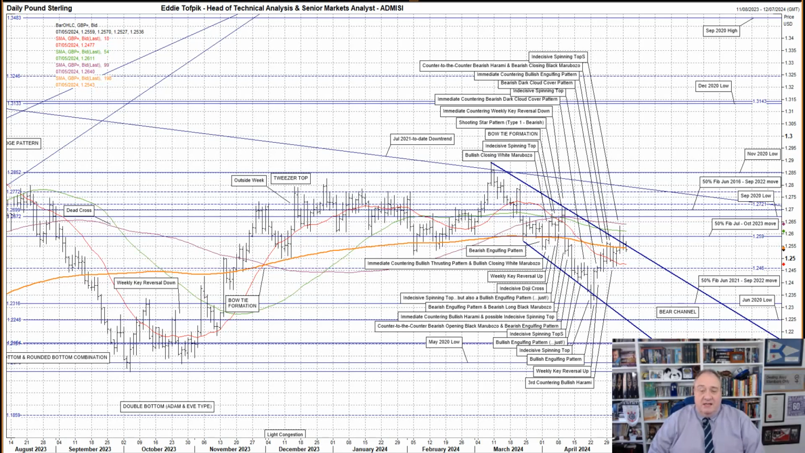So far today, a test and seeming rejection of the dark blue highlighted upper bear channel line and a dip just below the gold highlighted long moving average.